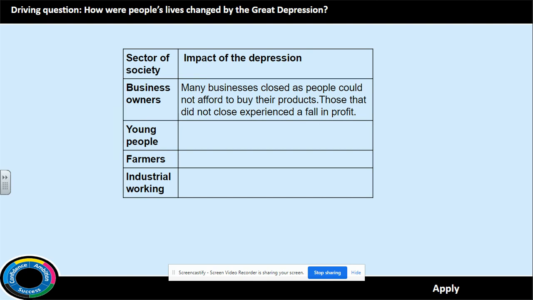The next task is going to help you to prepare for the exam question at the end of the lesson. You need to think about the impact that the Great Depression had on different groups of people. For each group of people, you need to write 2 examples of the impact that the Depression had on this section of German society. I have written one example for you. So I have said, business owners were affected because many businesses closed as people couldn't afford to buy their products. Those that did not close experienced a fall in profit. Make sure you read the text carefully and are using specific, detailed factual knowledge to support each of your statements. Pause the video and complete that task now.